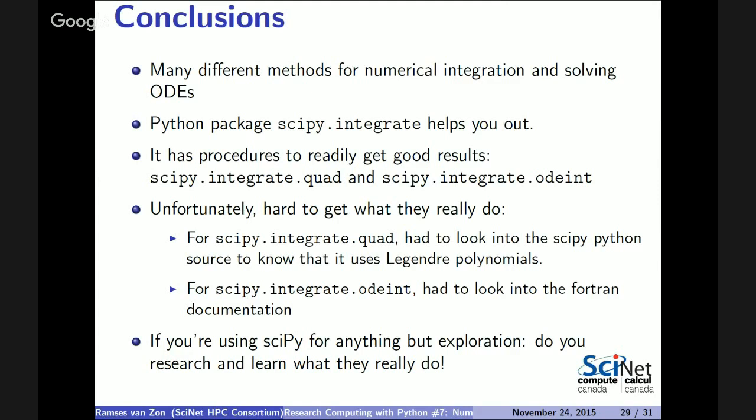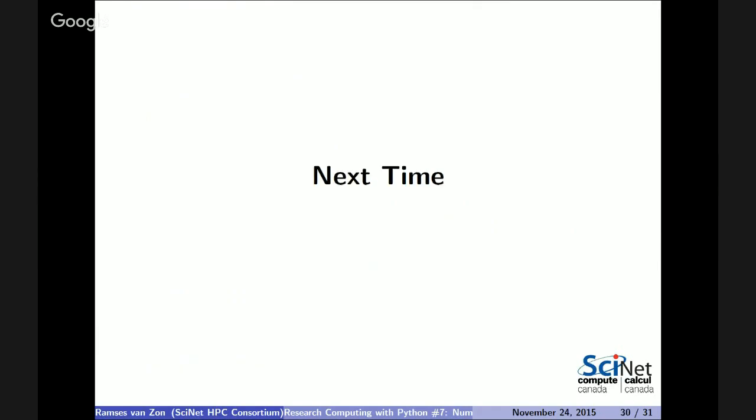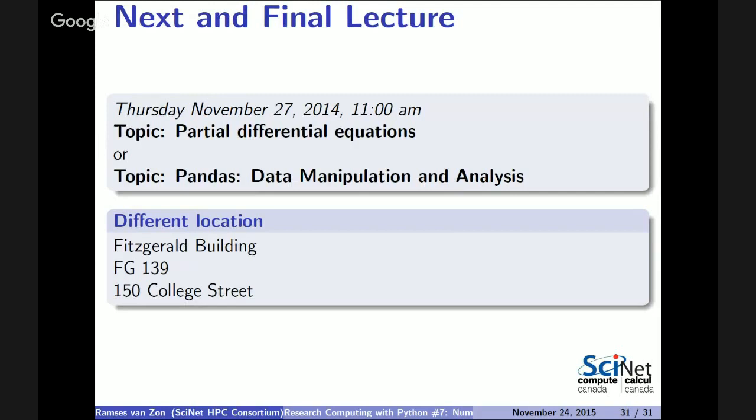Okay. Now I have a question. What do you guys want to see next time? So last year we did partial differential equations in the last lecture. And if that's something you are using, so you have some sort of diffusive part to your equations, that's great. But you might want to look at something else.